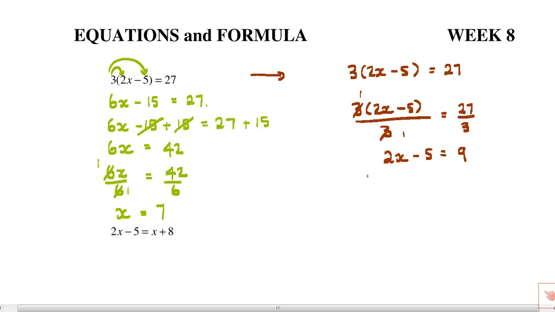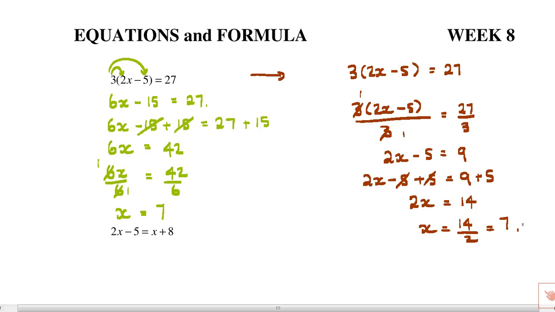Okay, now add 5 to both sides. The 5's will disappear on the left hand side, so we have 2x is equal to 14, and of course x equal to 14 divided by 2. So we still get exactly the same answer whichever way we do it.